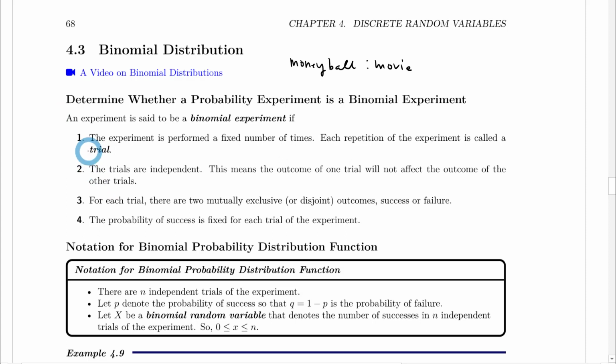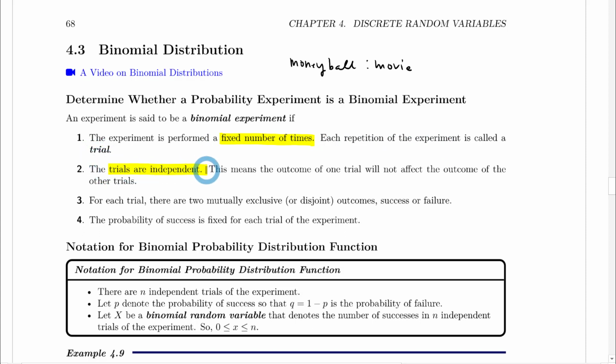So we wanted to start with, well, what is a binomial experiment or a binomial distribution? A binomial experiment is an experiment that is performed a fixed number of times. So you can't just keep tossing a coin forever. You're only going to toss the coin 100 times. Each repetition of the experiment is called a trial.